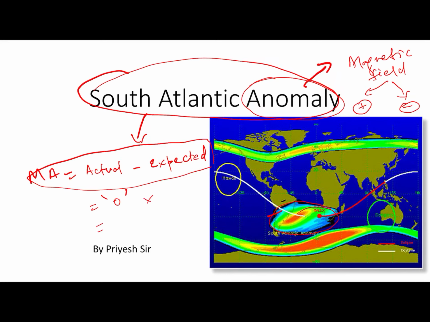When the actual value is more than the expected, the magnetic anomaly becomes positive. When the actual value is less than the expected, the magnetic anomaly becomes negative. In the case of the South Atlantic anomaly, what type of anomaly is it, positive or negative? It is a negative magnetic anomaly. It means that here the magnetic strength recorded is lesser than the expected one.